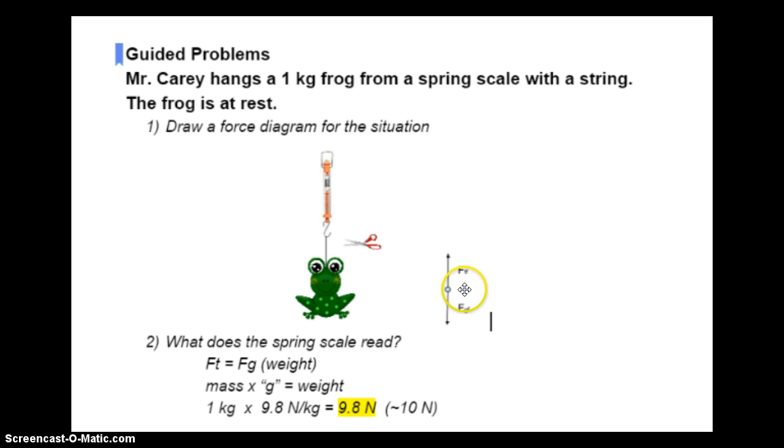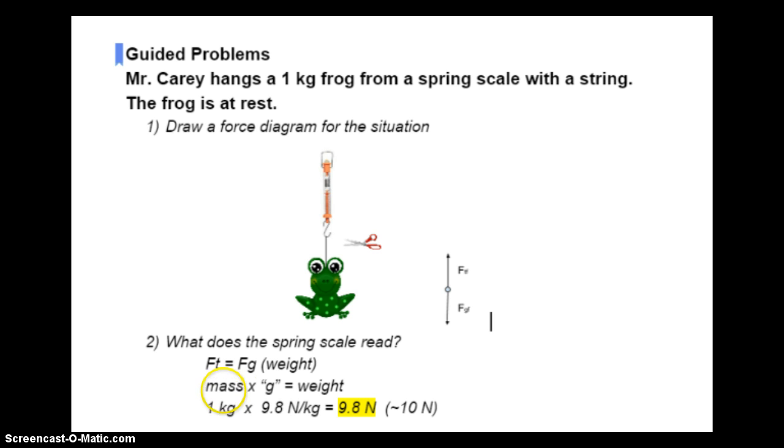These two items are balanced. How do we know it's balanced? Because the frog is at rest. So he's at constant velocity, or in this case, the special case that his velocity is 0. Okay. So what does the spring scale read? We know that weight is proportional to mass, and that the force of gravity is also going to be equal to the tension force up because it's at rest.